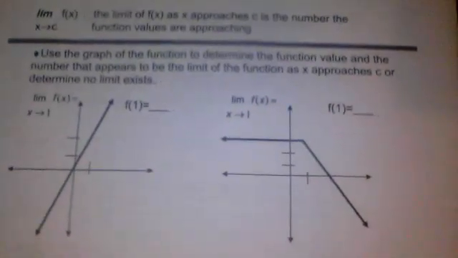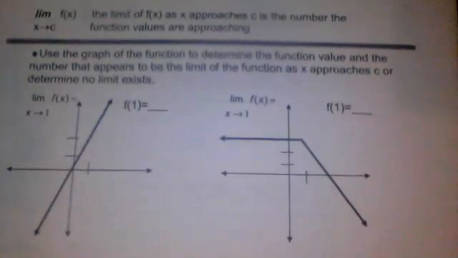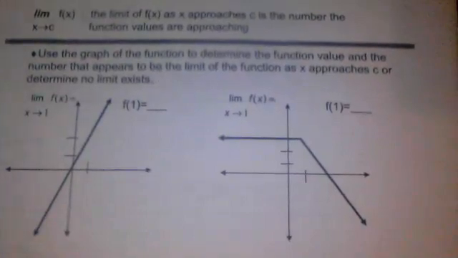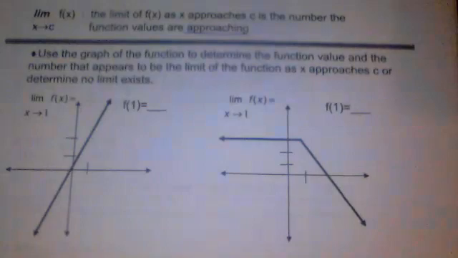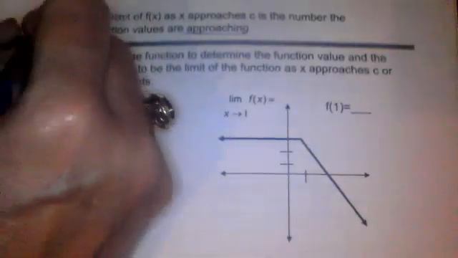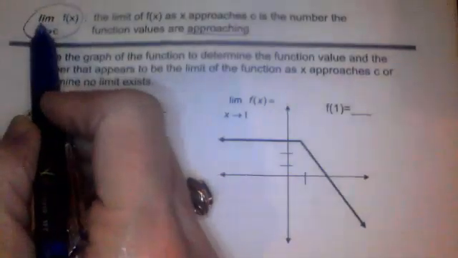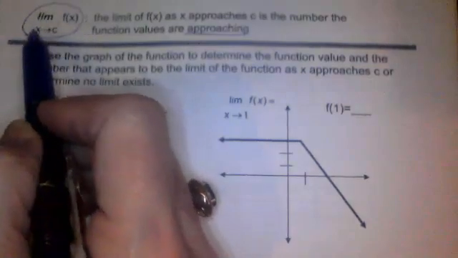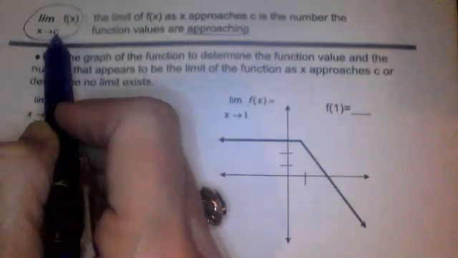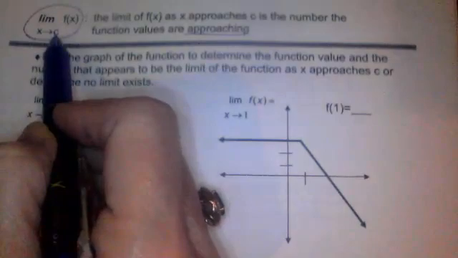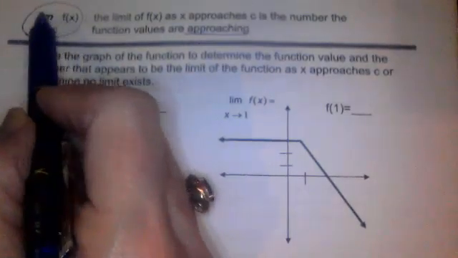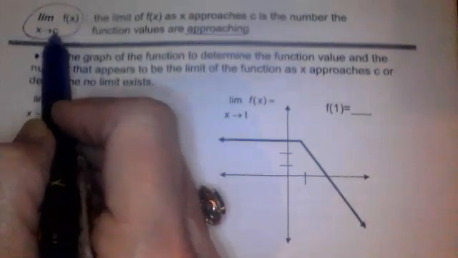It says up here that the limit of f of x as x approaches c is the number the function values are approaching. And this is our key word here, approaching. It does not mean that it has to actually equal that value. Here is our notation. So let me talk a little bit about that. This is read as the limit as x approaches c, which is usually some constant value, of f of x. The limit as x approaches c of f of x.